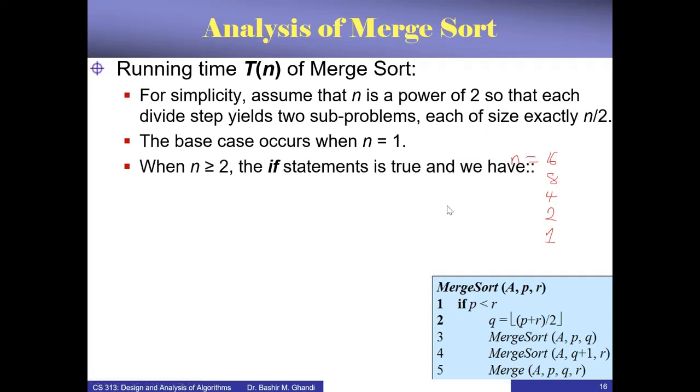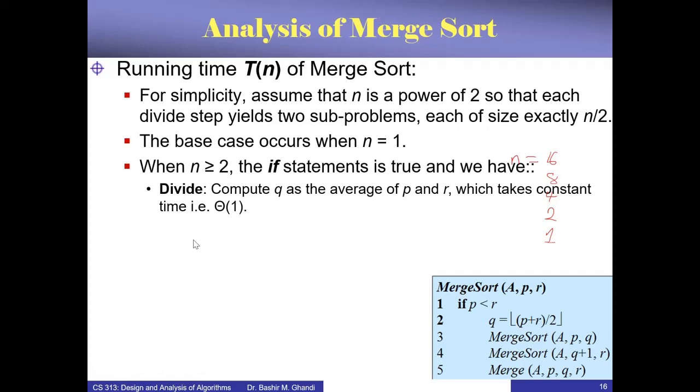But when n is greater or equal to 2, then the if statement is true. And we have a number of things to do there. 1. Compute q as the average of p and r. As you can see here, we are computing the value of q. This is going to be constant time, just doing the addition, then the division, then the assignment. So these are constant operations. They do not depend on the input size n.